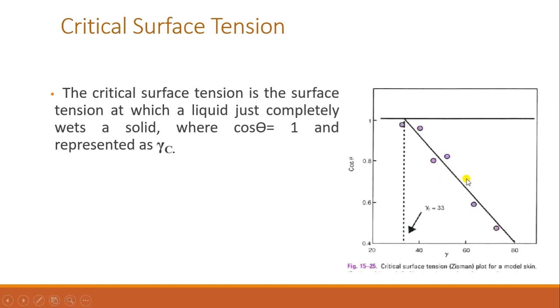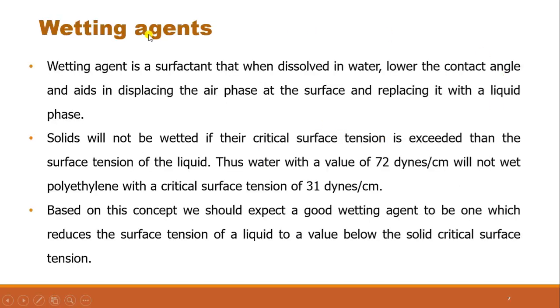Accordingly, to reduce the surface tension of a liquid, we have to add a surface active agent to it, and we can improve the wetting of the solid surface. The surface active agents used to improve wetting of a solid surface are called wetting agents. Start with wetting agent. A wetting agent is a surfactant that, when dissolved in water, lowers the contact angle and aids in displacing the air at the surface and replacing it with a liquid phase.